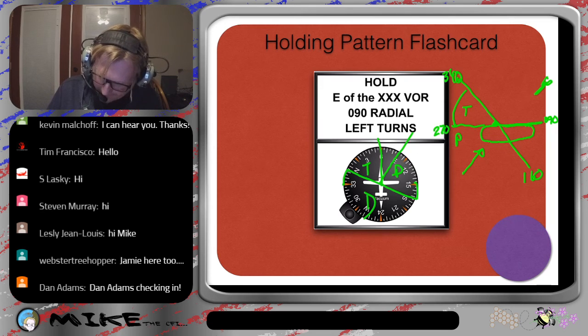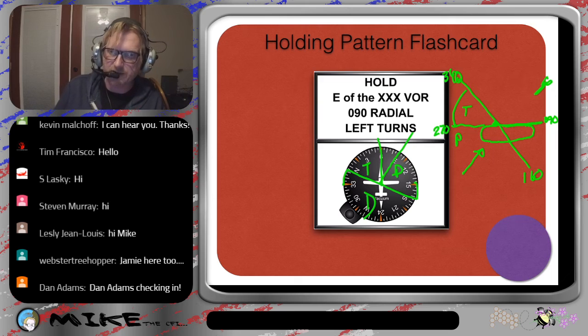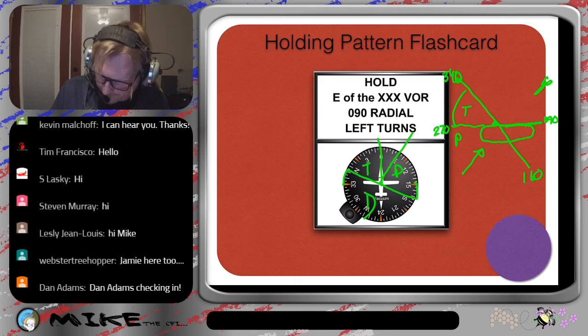So that radial leans in the parallel side, so we're going to plan to do a parallel entry, which means that as we cross the fix, we're going to turn outbound to 090, fly out for a minute, make in this case a right-hand turn to come back and join the holding pattern, and then start doing our left-hand turn holding pattern there.